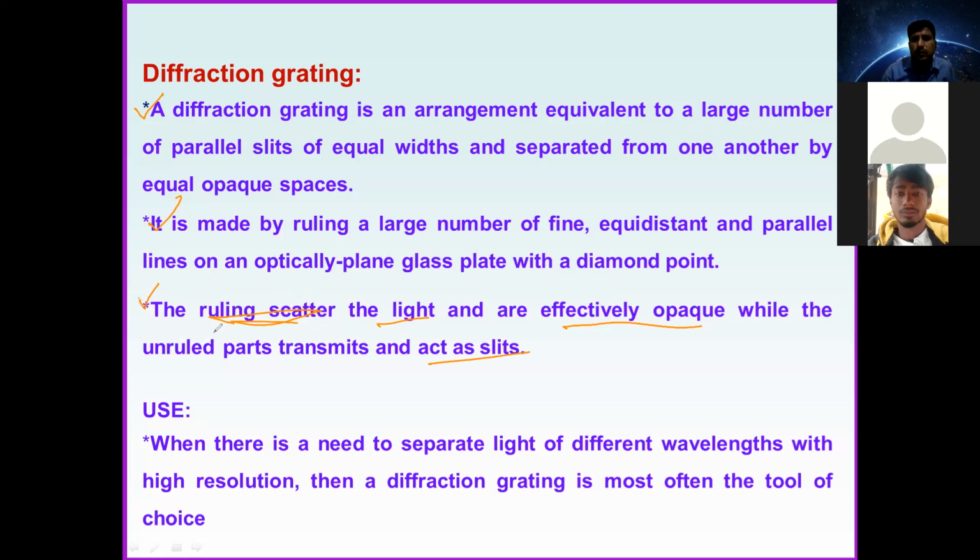Whatever rulings you keep, they scatter the light, and whatever rule you keep there also acts like a completely opaque object. If they ask for 4 marks, this is enough. You don't need to go for the next. When there is a need to separate light of different wavelengths with a high resolution, then the diffraction grating is most often the tool of choice.